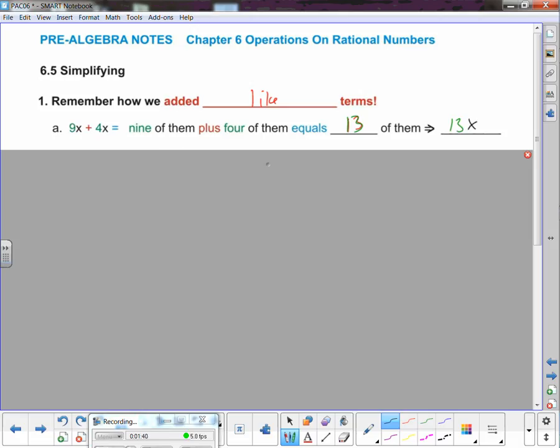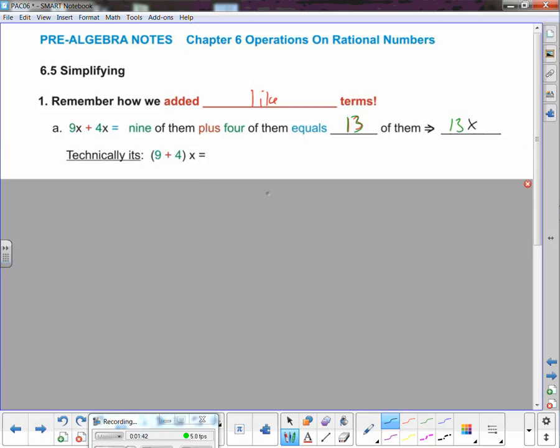Now, if you were going to be technical, the way to do it is put the coefficients in parentheses and whatever the thing is behind it. 9 of them plus 4 of them. But usually they're so easy that this step really gets in the way sometimes, but technically that's what's going on. And again, of course, we end up with 13 of them, right?